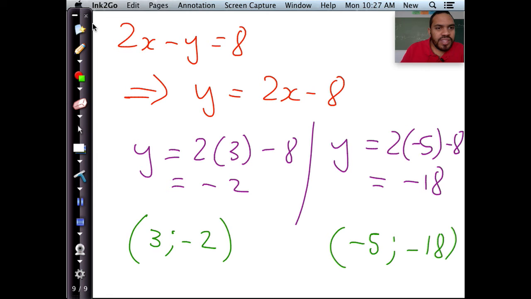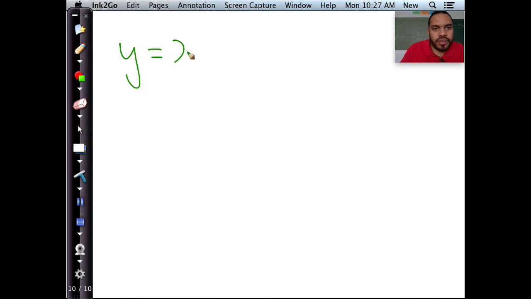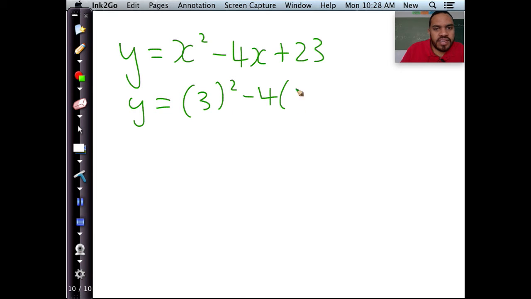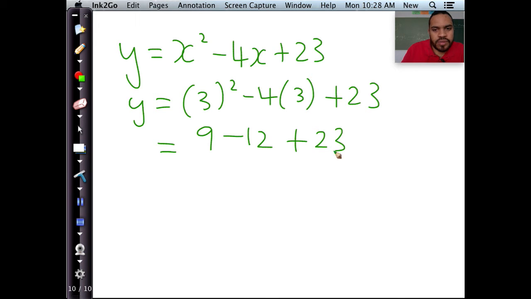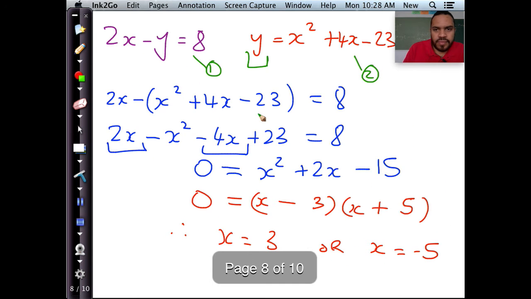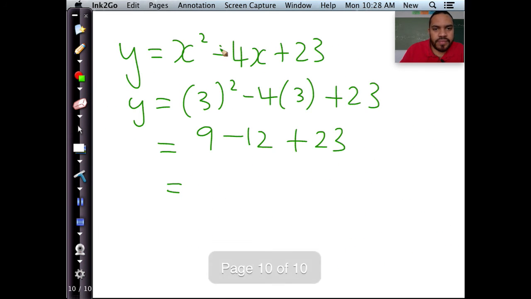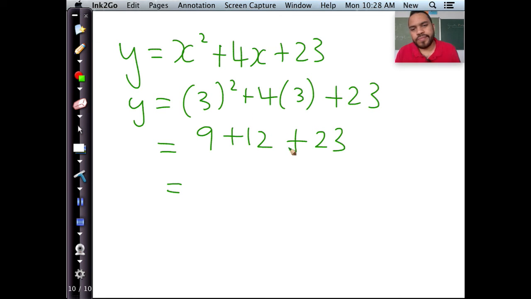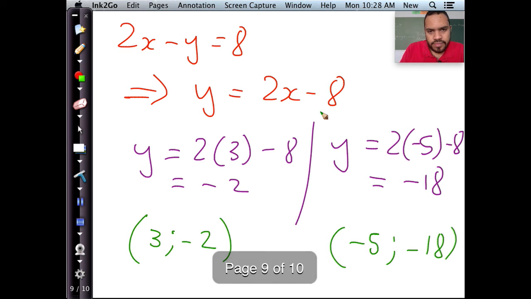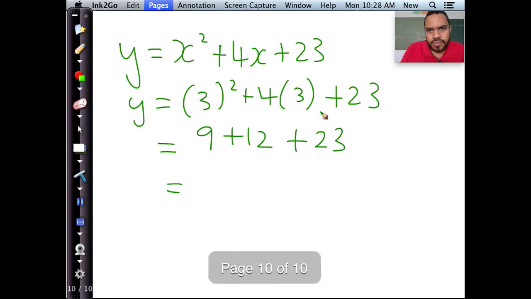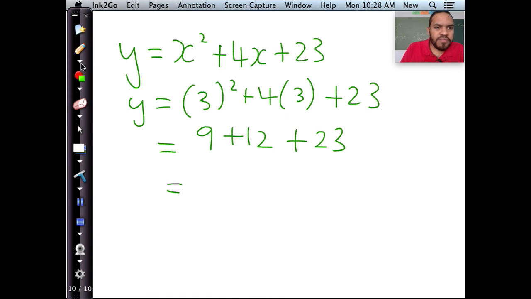I want you to try this with the other equation as well, which is y equals x squared plus 4x minus 23. Now you substitute 3 in there. 3 squared minus 4 times 3 is what? Plus 23. What does this give me? 9 minus 12 is negative 3, isn't it? Plus 23 gives you what? Sorry, this is plus 4x. Something doesn't seem right there. It's minus 23. That's my fault, but it's fine.